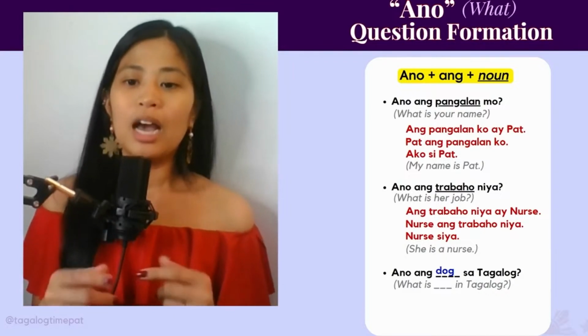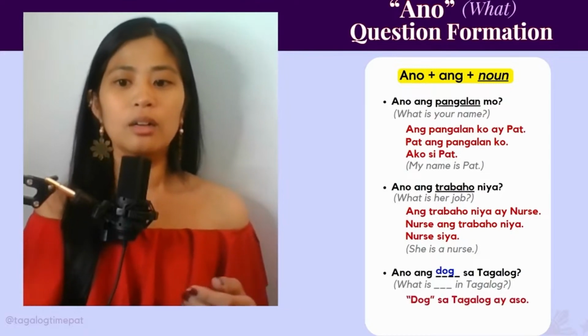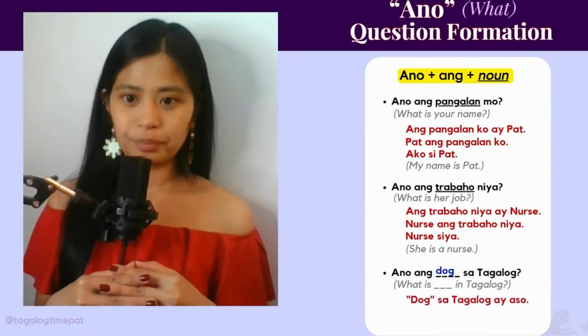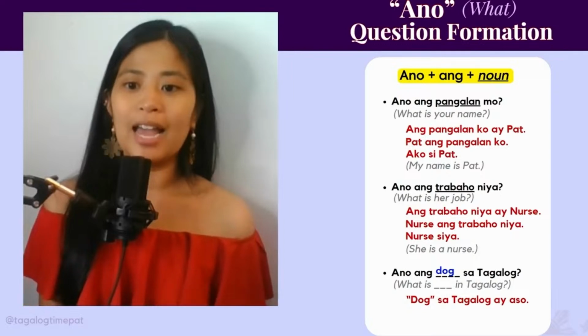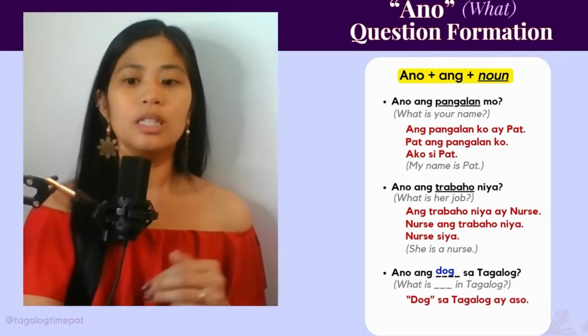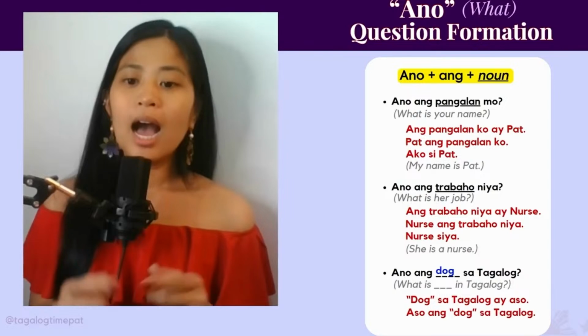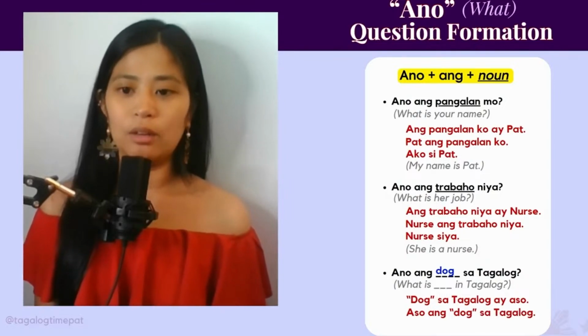For example, ano ang dog sa Tagalog? The answer would be, dog sa Tagalog ay aso. Dog sa Tagalog ay aso. Or, aso ang dog sa Tagalog.